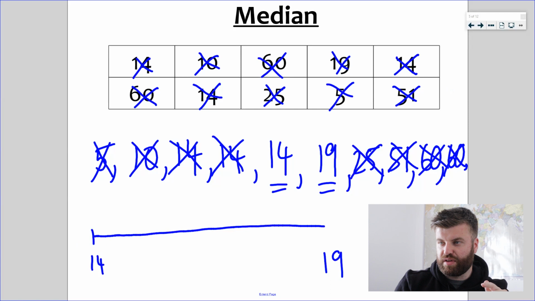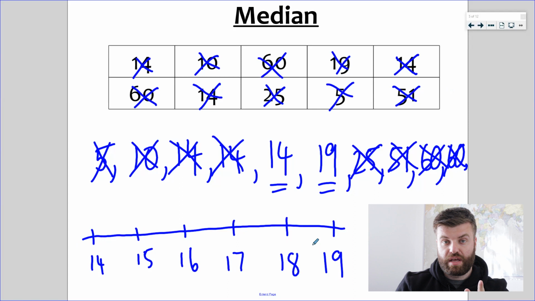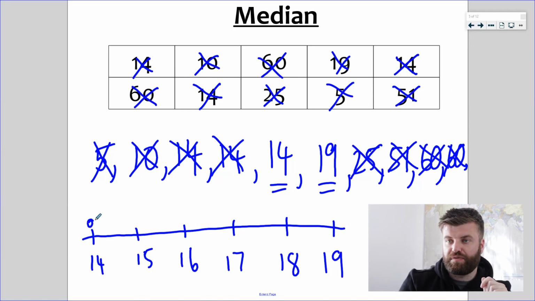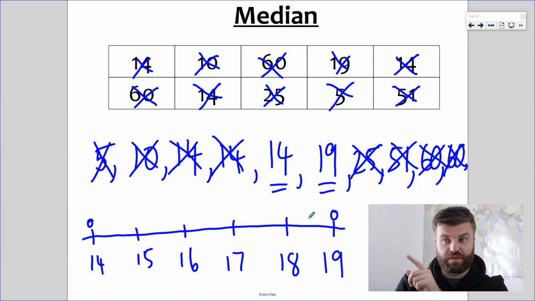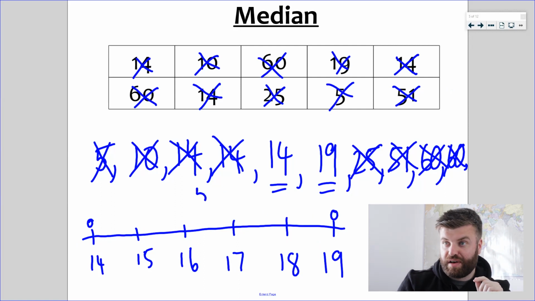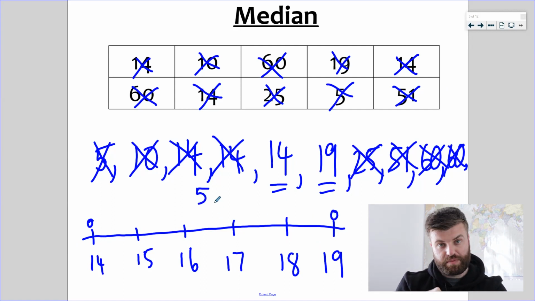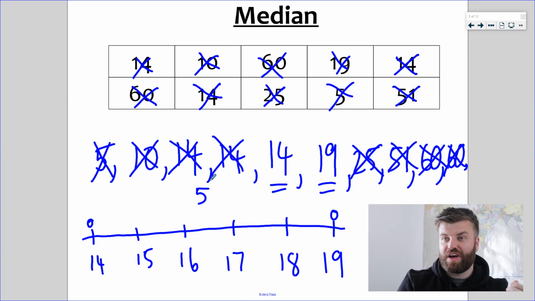So you can see here, if I zoomed in on a number line with 14 and 19, it would look like this. We'd have 15, we'd have 16, we'd have 17, we'd have 18 and 19. Now, what we can do is find the difference between them. So the difference here between 14 and 19, you can count on the number line, is 5. So there are 5 jumps between them. Now, if we half 5, we're dead in the middle. Half of 5 is 2.5.